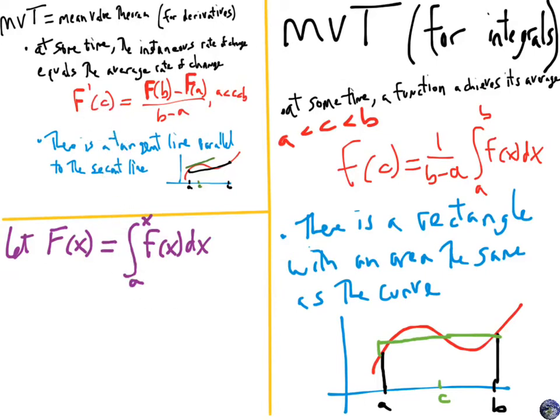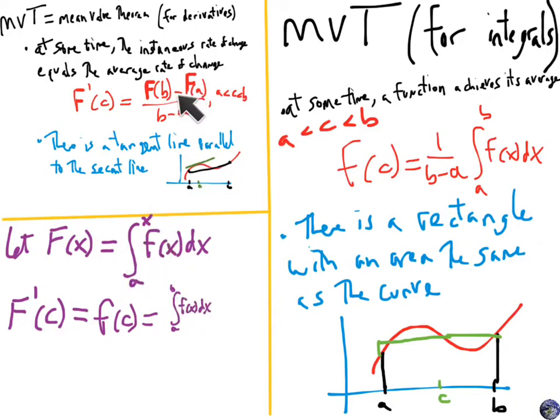Well, what happens if I put this formula in for capital F into the mean value theorem for derivatives? The first thing we have to do is take the derivative of capital F, right? The derivative of capital F is just the derivative of this integral. Well, the fundamental theorem of calculus says that's just f of c, because the derivative of the integral just gives you the function value. And now I'm just continuing what it says right here. So capital F of b would be the integral from a to b of f of x dx, which I wrote right there.